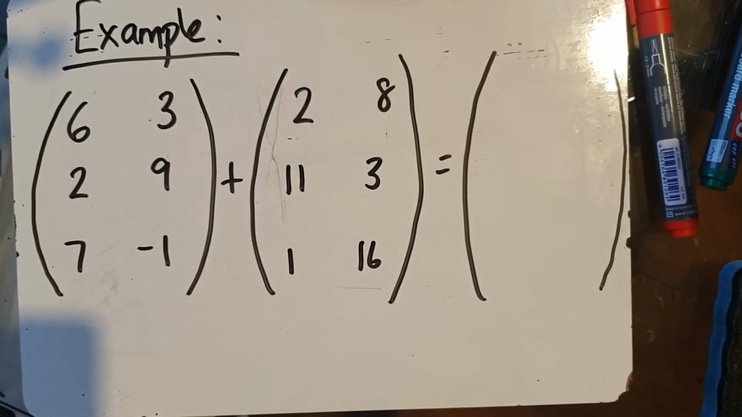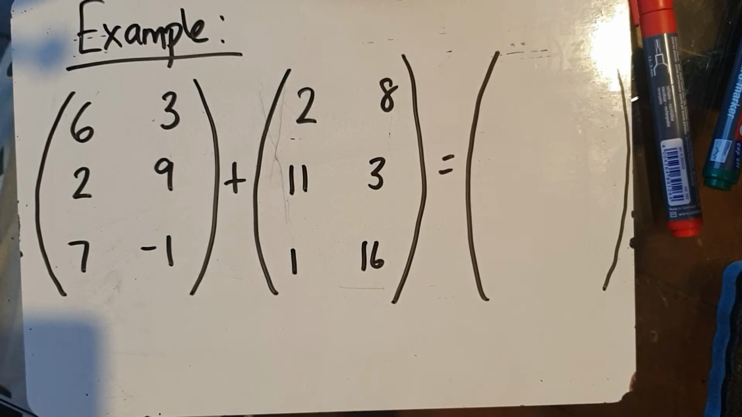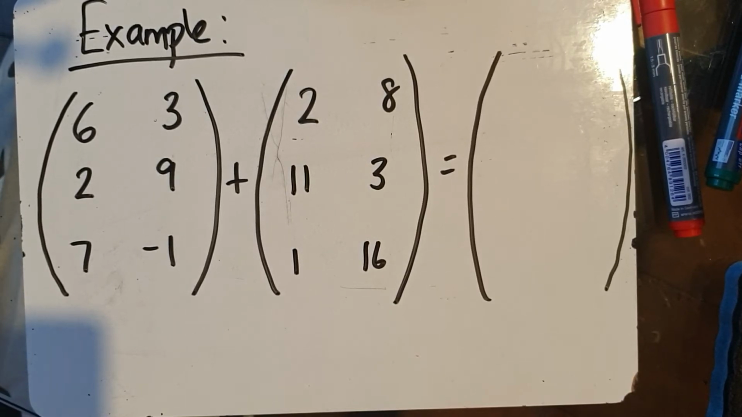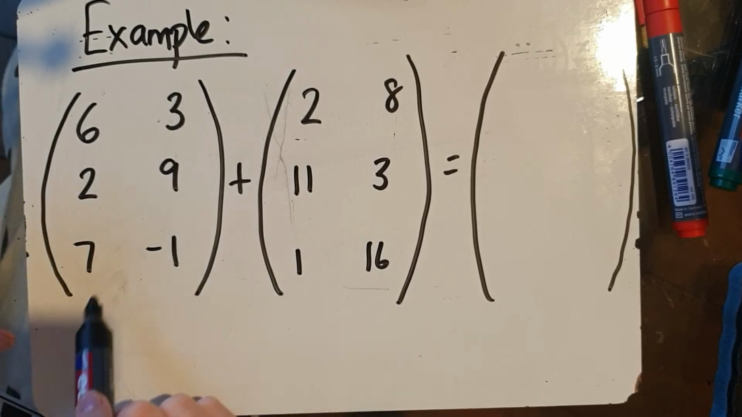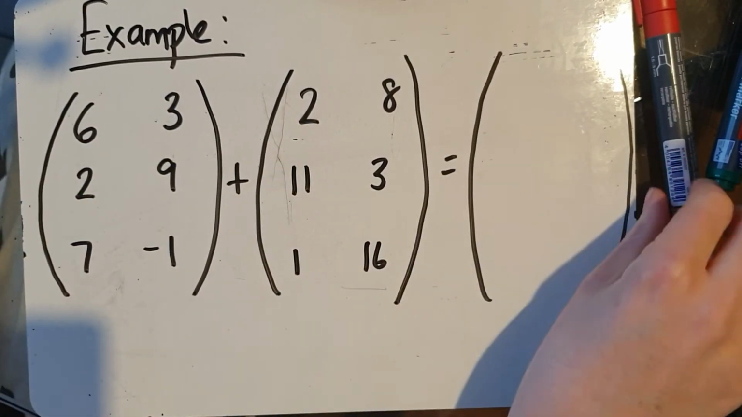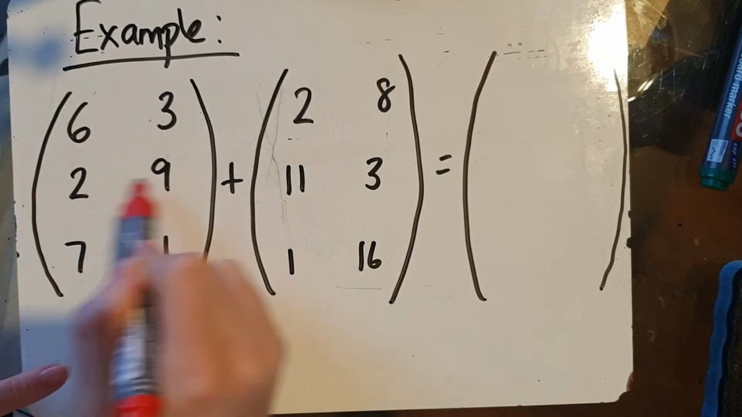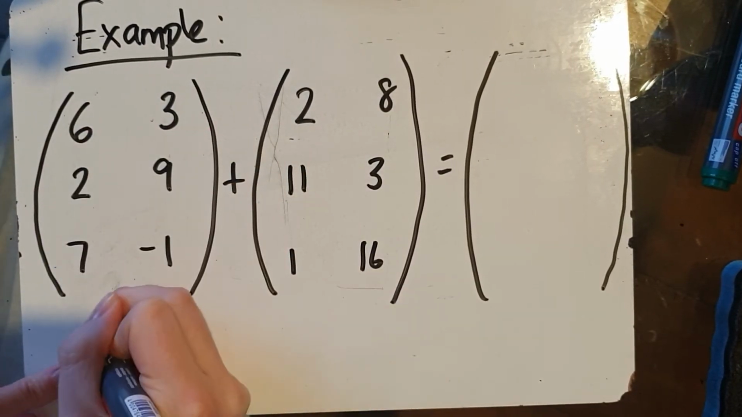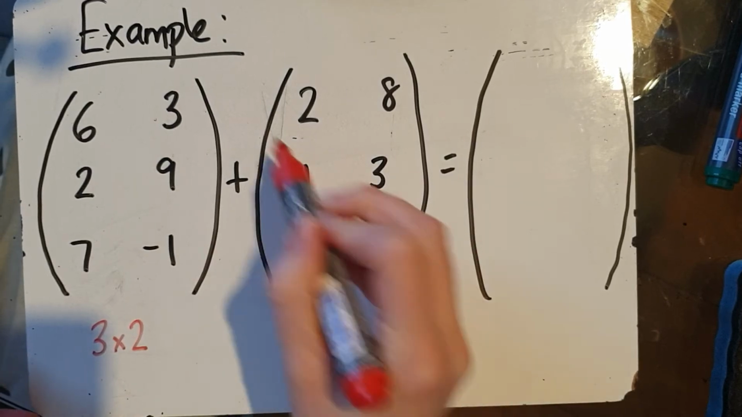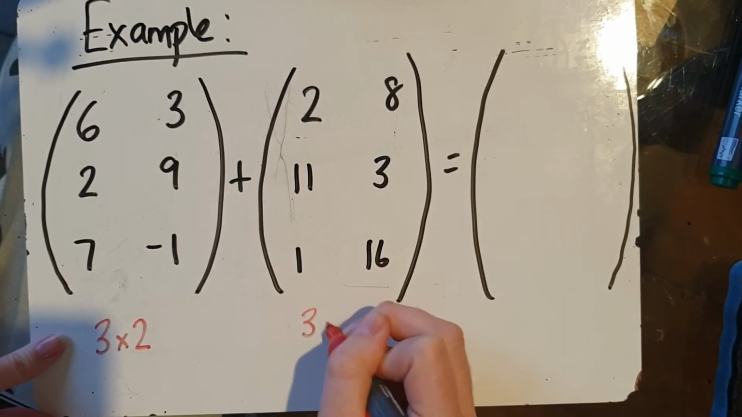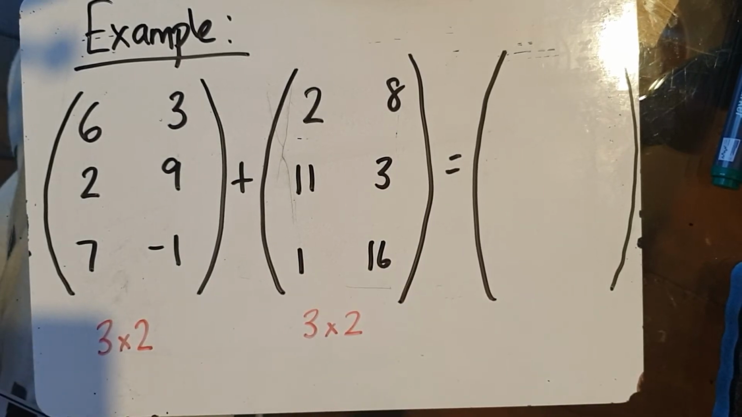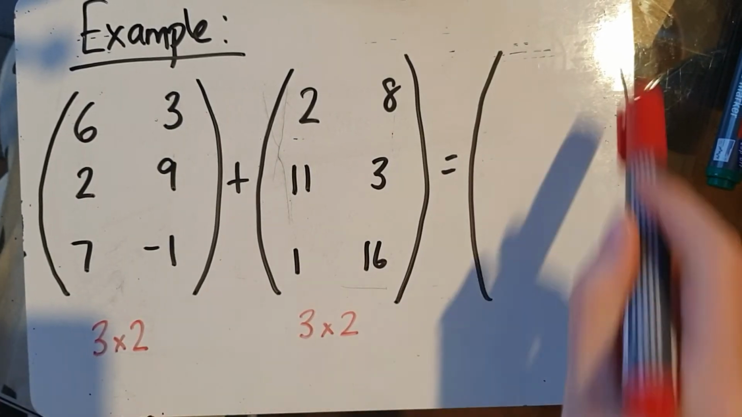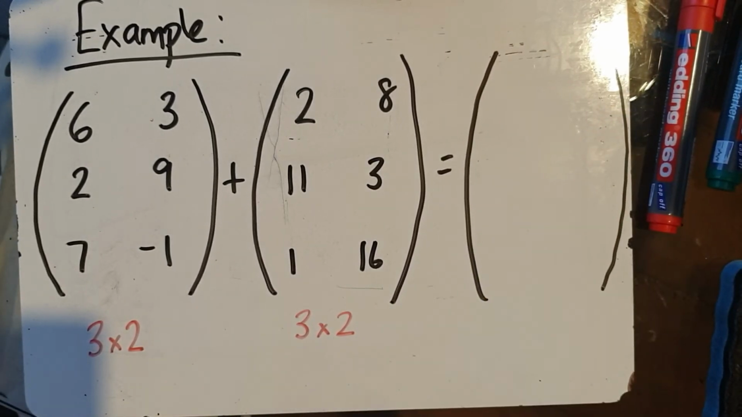An example then of adding two matrices together, it's very, very intuitive. All you do is add entry by entry. So if I want to add these two matrices together, this is a 3 by 2 matrix. This is a 3 by 2 matrix. So we can add them together because they have the same number of rows and the same number of columns.